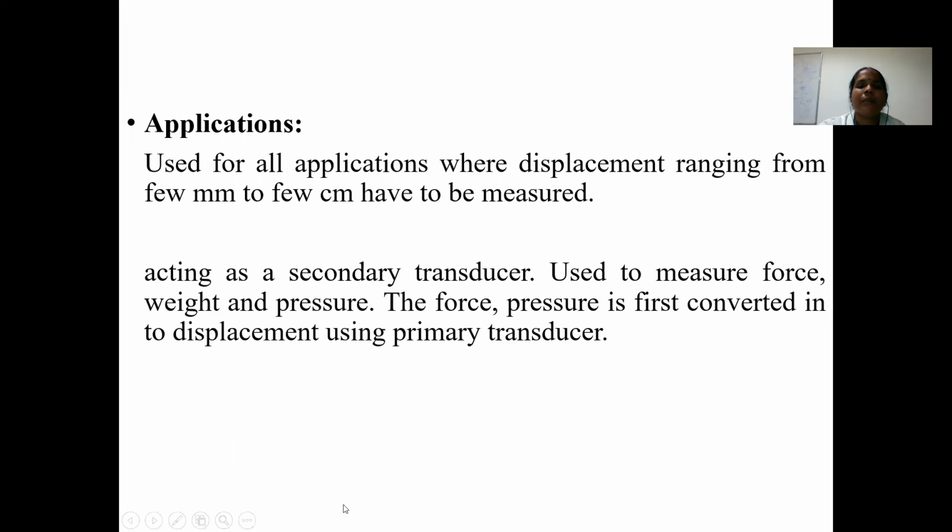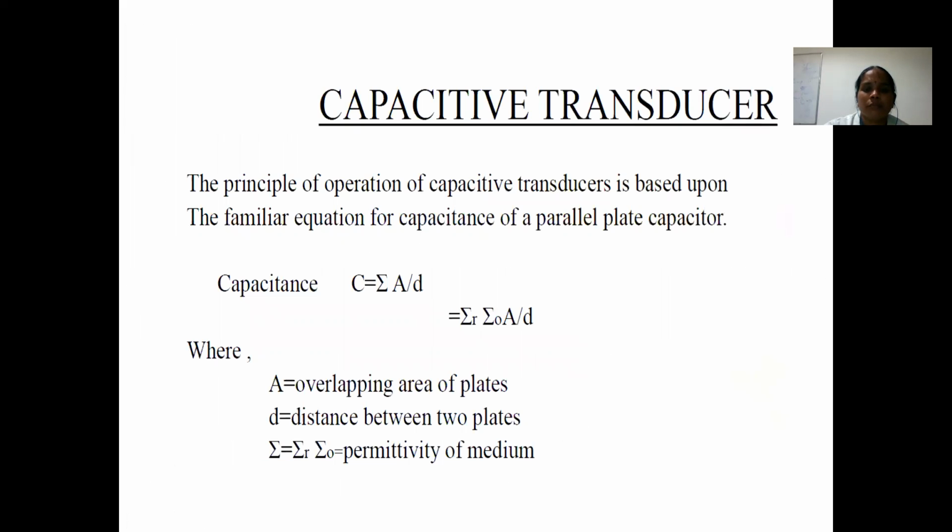Then the application, as we all know, is based on displacement. From a few micrometers to a few centimeters can be measured using the LVDT. Acting as a secondary transducer, it is used to measure force, pressure, and weight. The force and pressure are first converted to displacement with the help of a primary transducer, and then with the LVDT you can measure it.